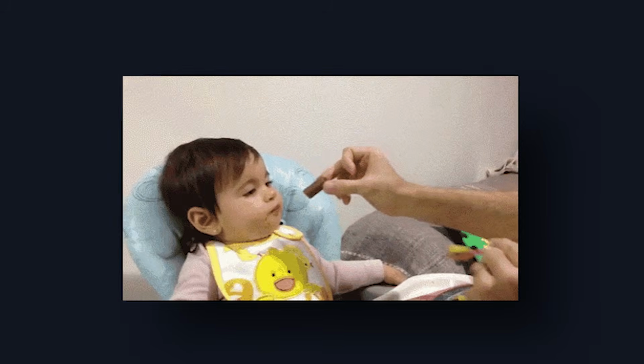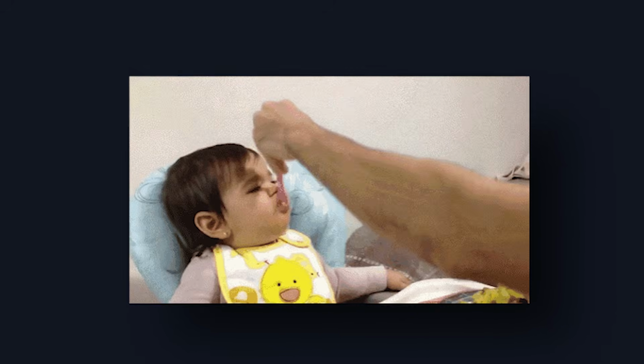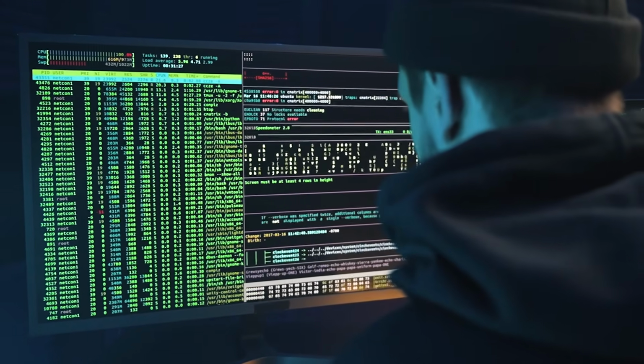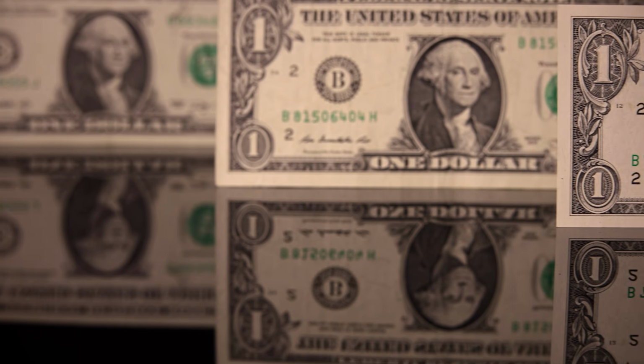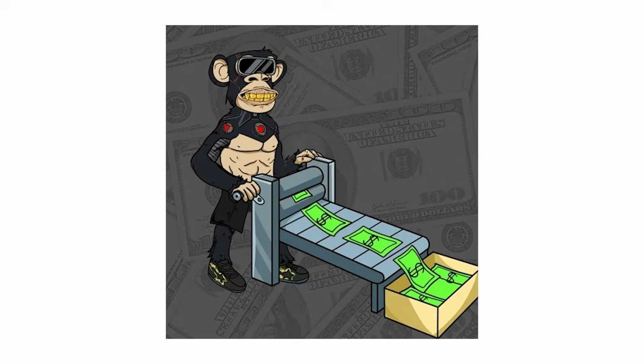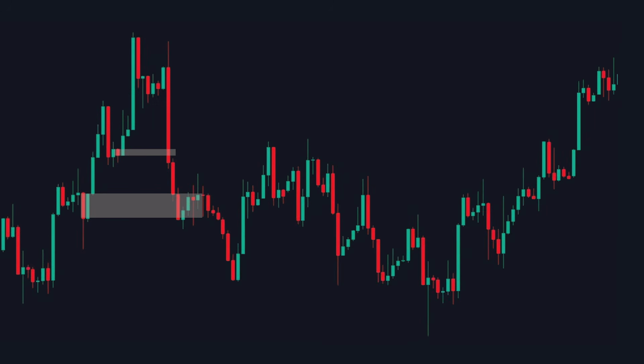Now let's examine inducement, the mechanism institutions use to extract money from retail accounts. Inducement occurs at specific price levels, where traders believe conditions are perfect for entering trades based on their analysis and trading systems. Central banks and large institutions exploit these predictable behavioral patterns to lure retail traders into losing positions. Where do these inducement scenarios typically develop? Most commonly at order blocks, support and resistance levels, swing highs and swing lows, and trend lines.